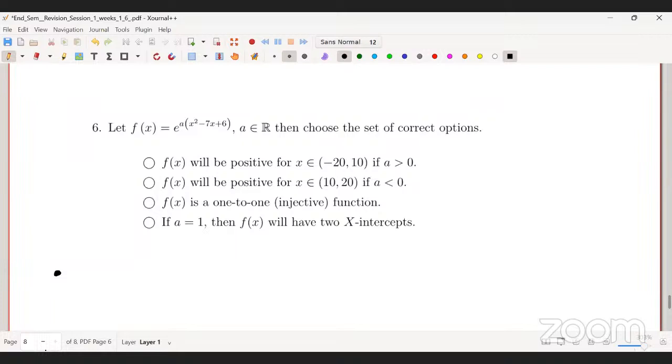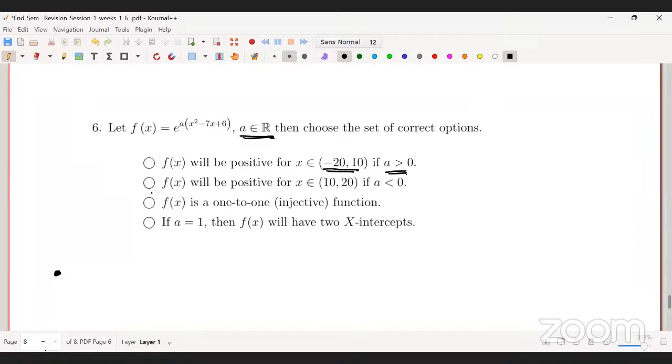Okay, so you have this function, right? f of x equal to e power a times (x square minus 7x plus 6), where a is a real number. So you have a bunch of statements. You need to find which of the following options are correct. The first option says f of x will be positive when x is precisely in this interval and a is greater than 0. So what is your opinion about this statement 1?